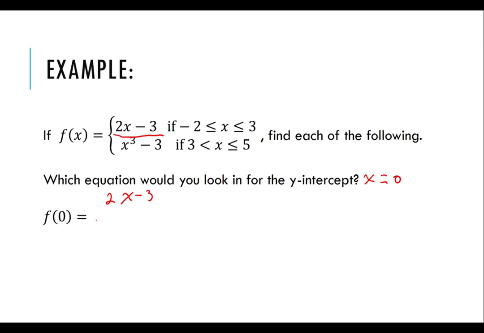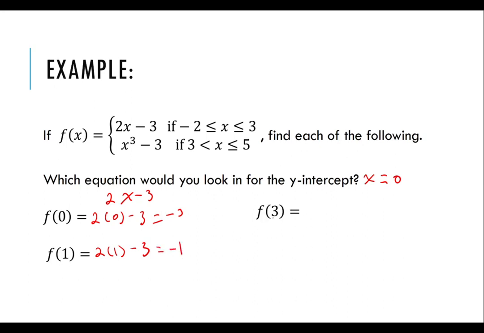So f of 0 ends up being 2 times 0 minus 3. 2 times 0 is 0. 0 minus 3 is minus 3. Now, just for the sake of more practice, let's calculate f of 1. Remember, we need to follow our instructions. 1 gets plugged in, but we're told where to plug it in. Notice that 1 lives between -2 and 3, so it gets plugged into the top portion. So this is 2 times 1 minus 3. 2 times 1 is 2. 2 minus 3 is -1.